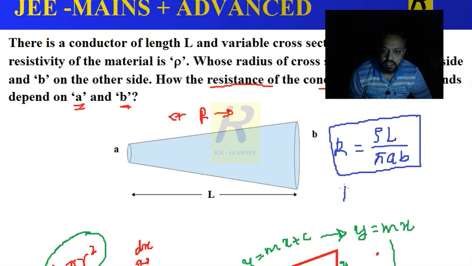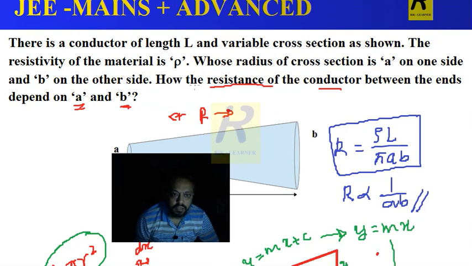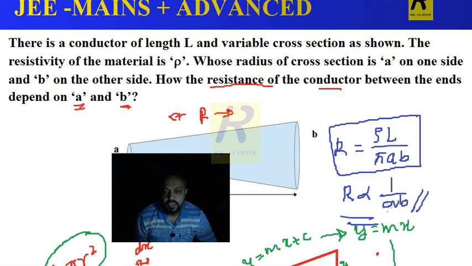From this, what I can write? R is inversely related to the product ab. Okay, so this is what they are asking in the question, right? How the resistance of the conductor between the ends depends on a and b. Here is the answer: R is inversely proportional to the term ab.